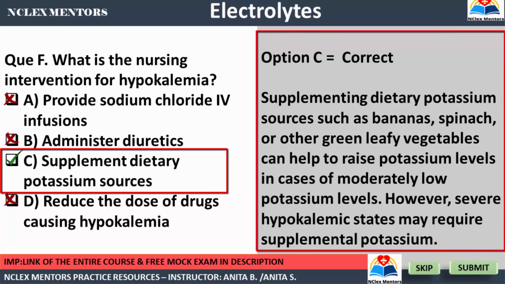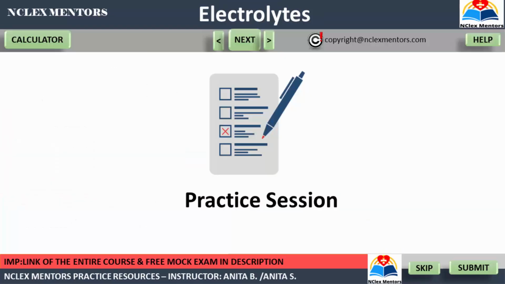Option C is correct as supplementing dietary potassium sources such as bananas, spinach, or other green leafy vegetables can help to raise potassium levels in cases of moderately low potassium levels. However, severe hypokalemic states may require supplemental potassium. Let us see another question for more practice.